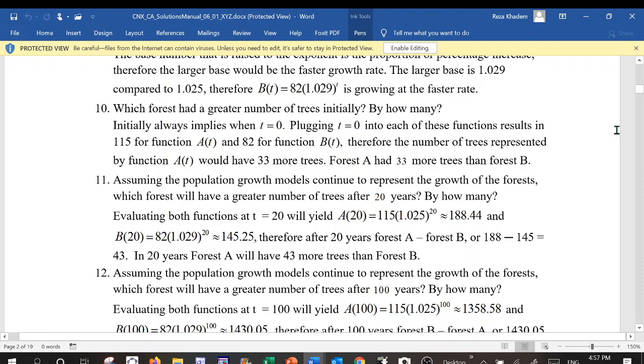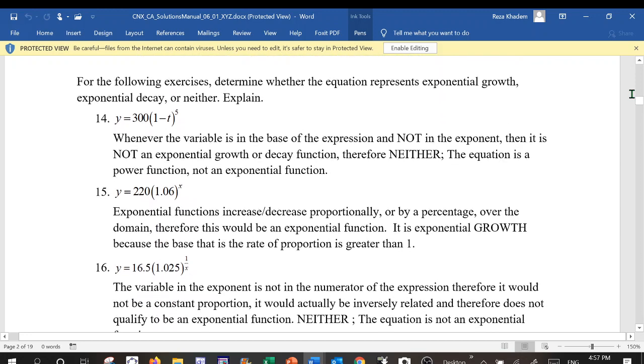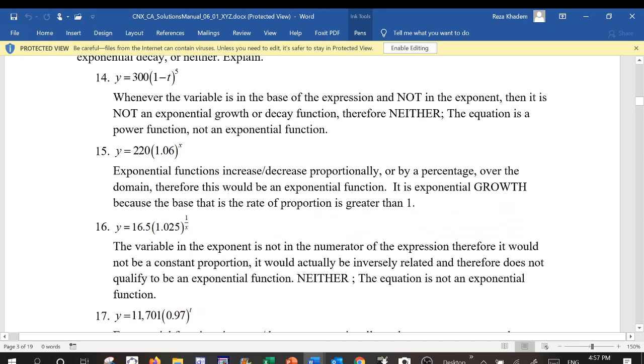Let's do 14 to 17. It says, for the following, determine whether the equation represents exponential growth, exponential decay, or neither. Now, let's go look at 14. Is that exponential? Well, what do we say? What does it look like? Exponential growth looks like a number to a variable, not a variable to a number, right? That's not exponential growth.